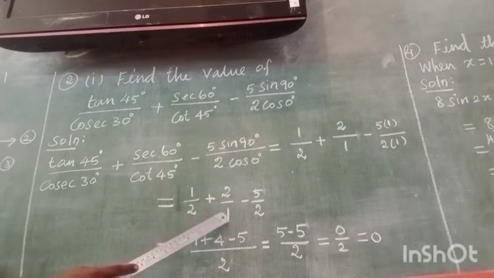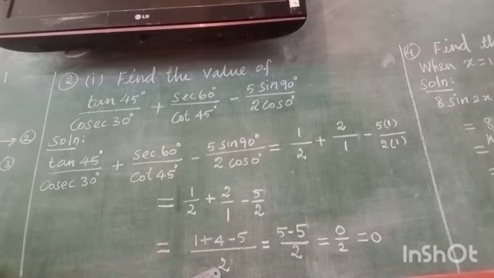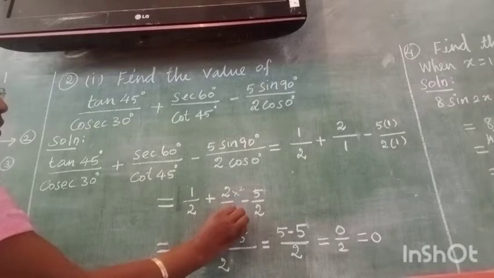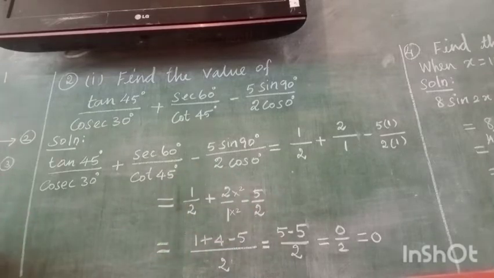Now for this, the denominator is 1 and this is 2. To make it 2, you multiply with 2. It becomes a like fraction, multiplying with 2. So 2 2s are 4, 1 into 2 is 2. Now these have the same denominator, LCM is 2. Just write 5. Now 1, 2 2s are 4, minus 5, whole divided by 2.